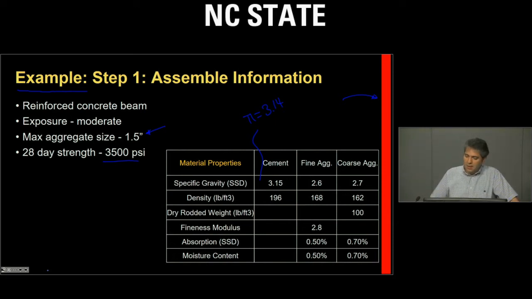Now we have assembled the information about our fine aggregate, about coarse aggregate, and the density of those, a fineness modulus of a fine aggregate, the dry rodded unit weight of our coarse aggregate, and so forth, and moisture absorption and moisture content of our local material is given over here. Now we want to use this material to cast a reinforced concrete beam.